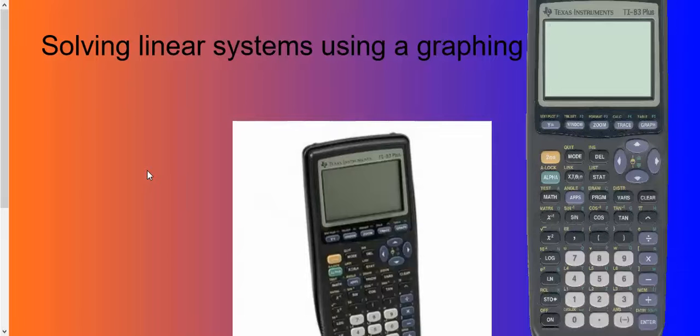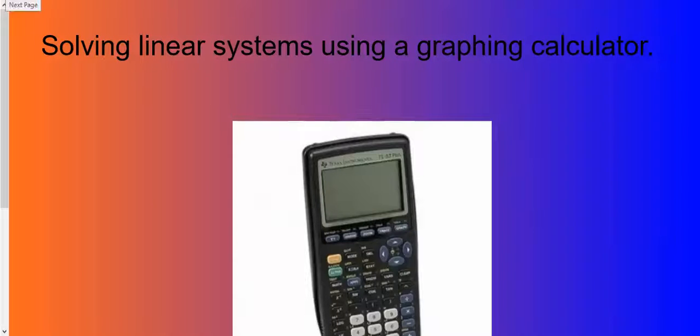Then we're going to get into the word problems. We're going to read some word problems, write some equations, and then you are going to graph them using the calculator and find the solution. So this should be a fun activity for you guys.